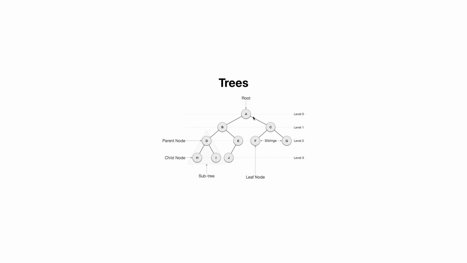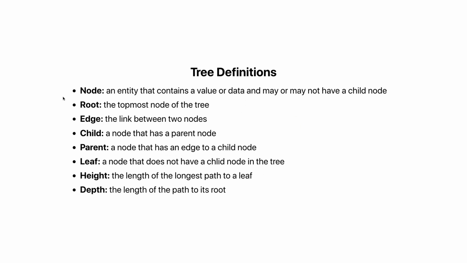You guys don't need to have all this stuff memorized. I just want to give a brief overview. The connection between two nodes is called an edge. And here's the definition. You can come and look at all this stuff in the deck. Another thing is the height, which is the length of the longest path to a leaf.